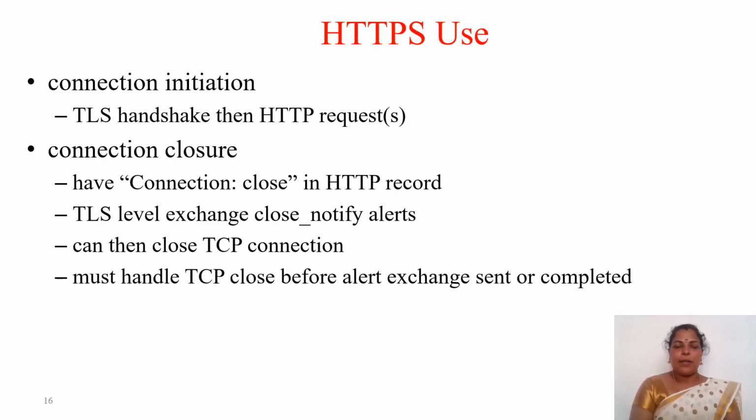Next is HTTPS usage. In connection initiation we use the TLS handshake, then we send the HTTP request. There are two phases: one is connection initiation and another is connection closure. In the closure we have the connection close in the HTTP record, then the TLS level exchange gives close notify alerts, then we perform the close of the TCP connection. It handles TCP close before the alert exchange is sent or completed.